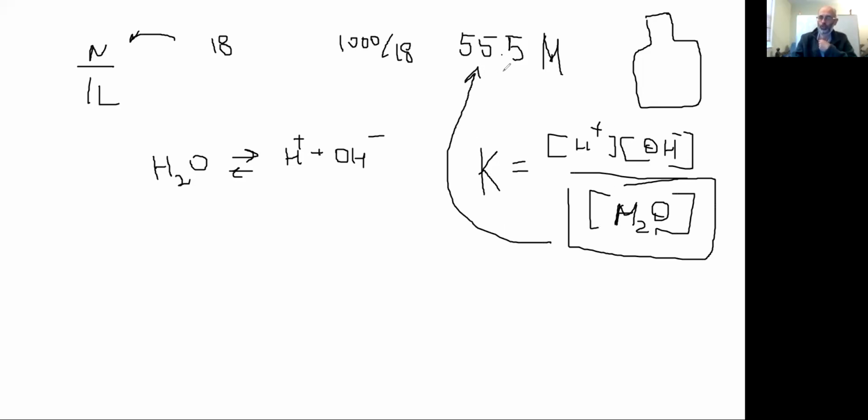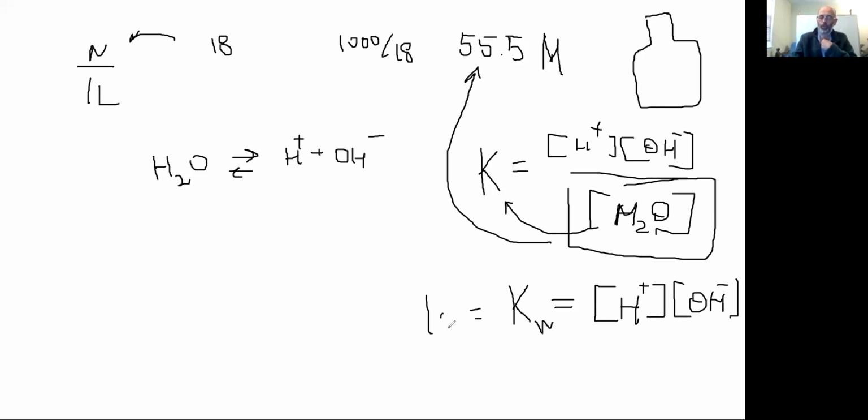It's a very specific case. This is the concentration of water, and this is the concentration of a solvent too. That means it is useful to combine this and that and make a product like this, which is called KW, which is equal to H plus times OH minus. And this is equal to 10 to the power of negative 14.